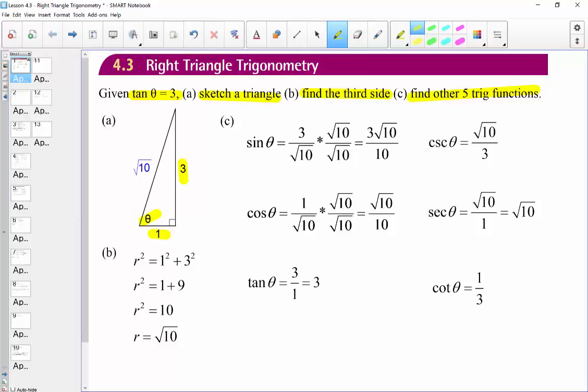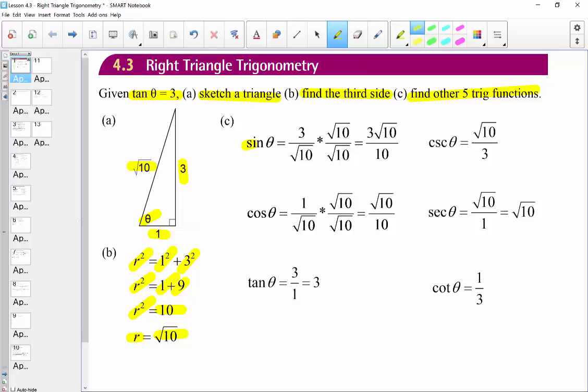In order to find the hypotenuse, we're going to use the Pythagorean theorem. So we know that the hypotenuse, or the radius, is r squared equals x squared, or 1 squared, plus y squared, or 3 squared. So we have r squared equals 1 plus 9, r squared therefore equals 10. In order to find r, we take the square root of both sides, and we get r equals the square root of 10. So the hypotenuse is the square root of 10. We can now find all of our trigonometric functions.